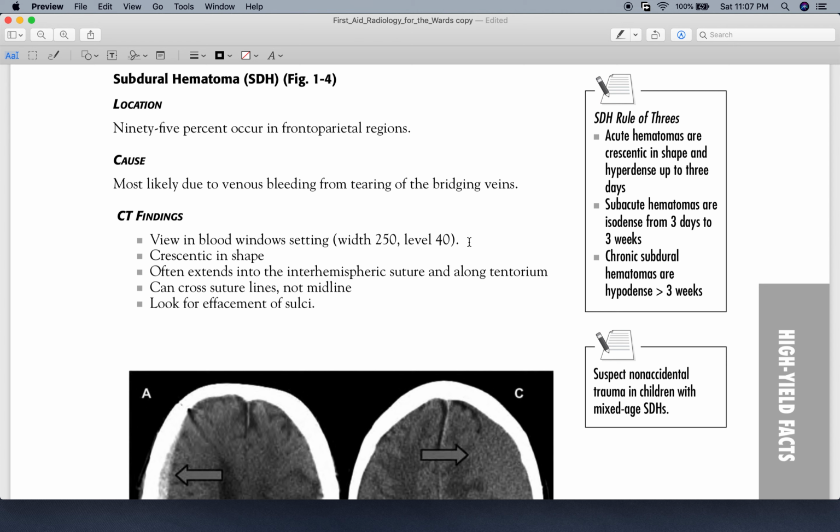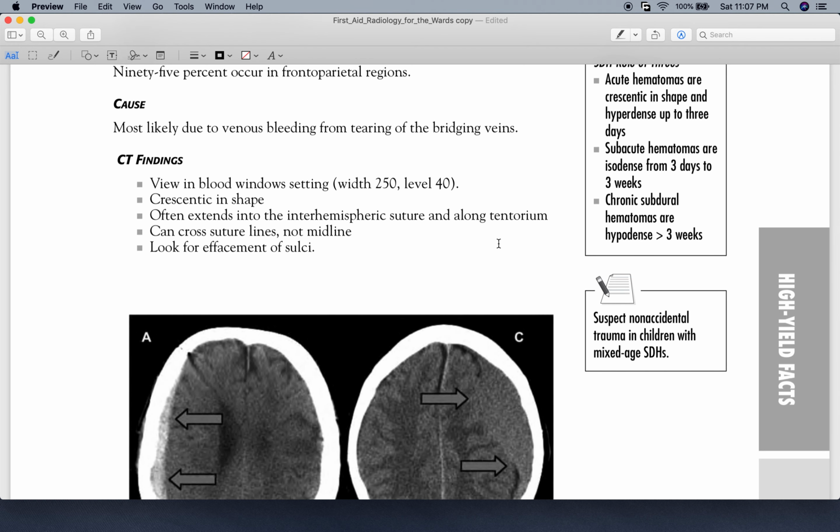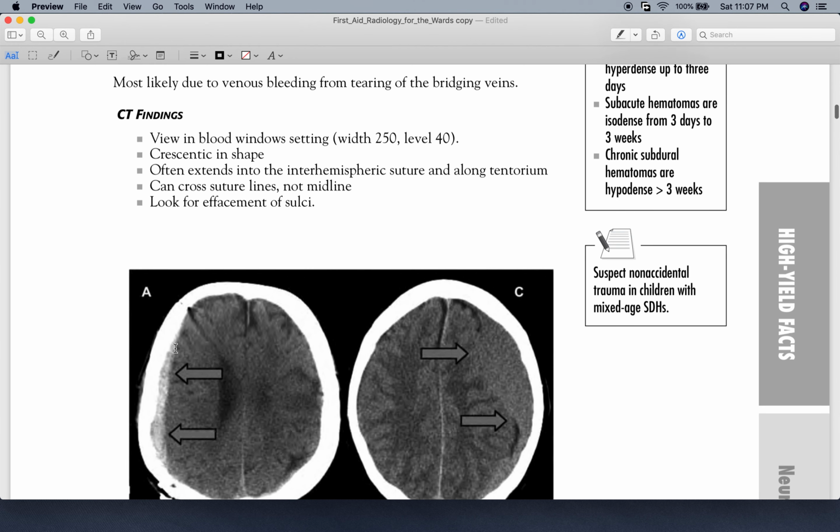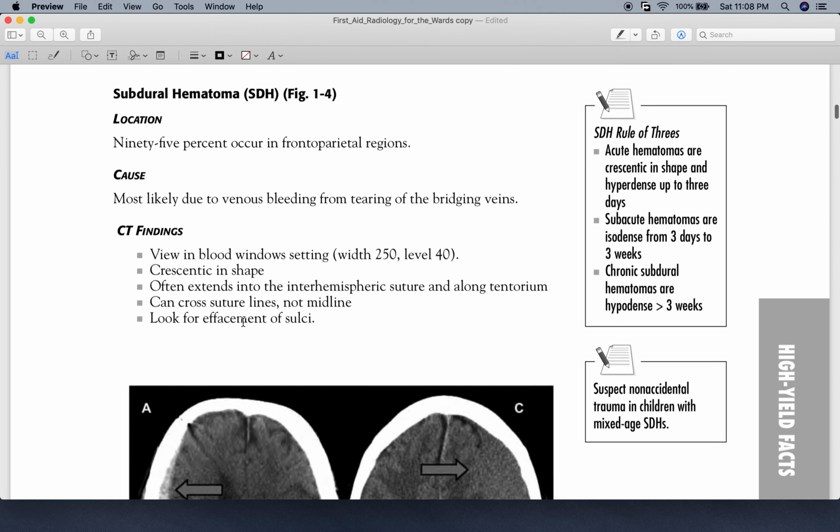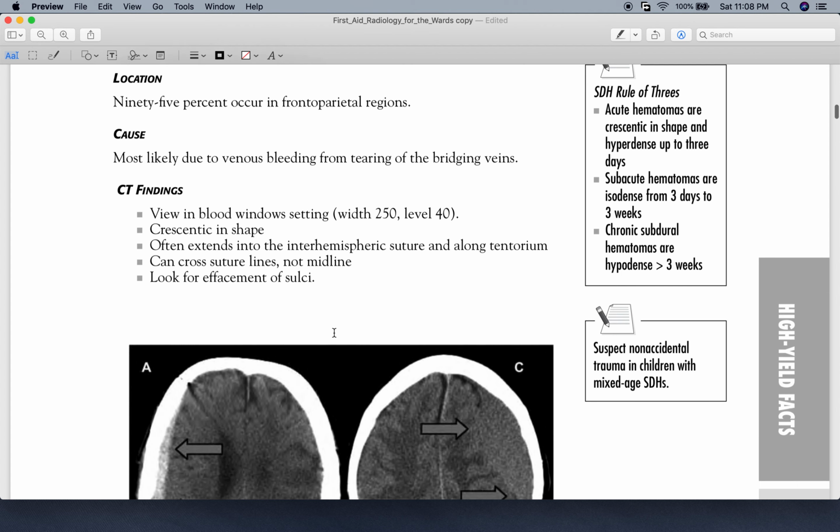The CT findings, which are our point of interest, are viewed in the blood window setting. So what blood window do we have? We have a width of 250 and a level of 40. We can see that there is bleeding, usually crescentic in shape in the case of subdural hematoma. You see this thing here in figure A, it's crescent in shape. This subdural hematoma is crescent in shape, as you can see.